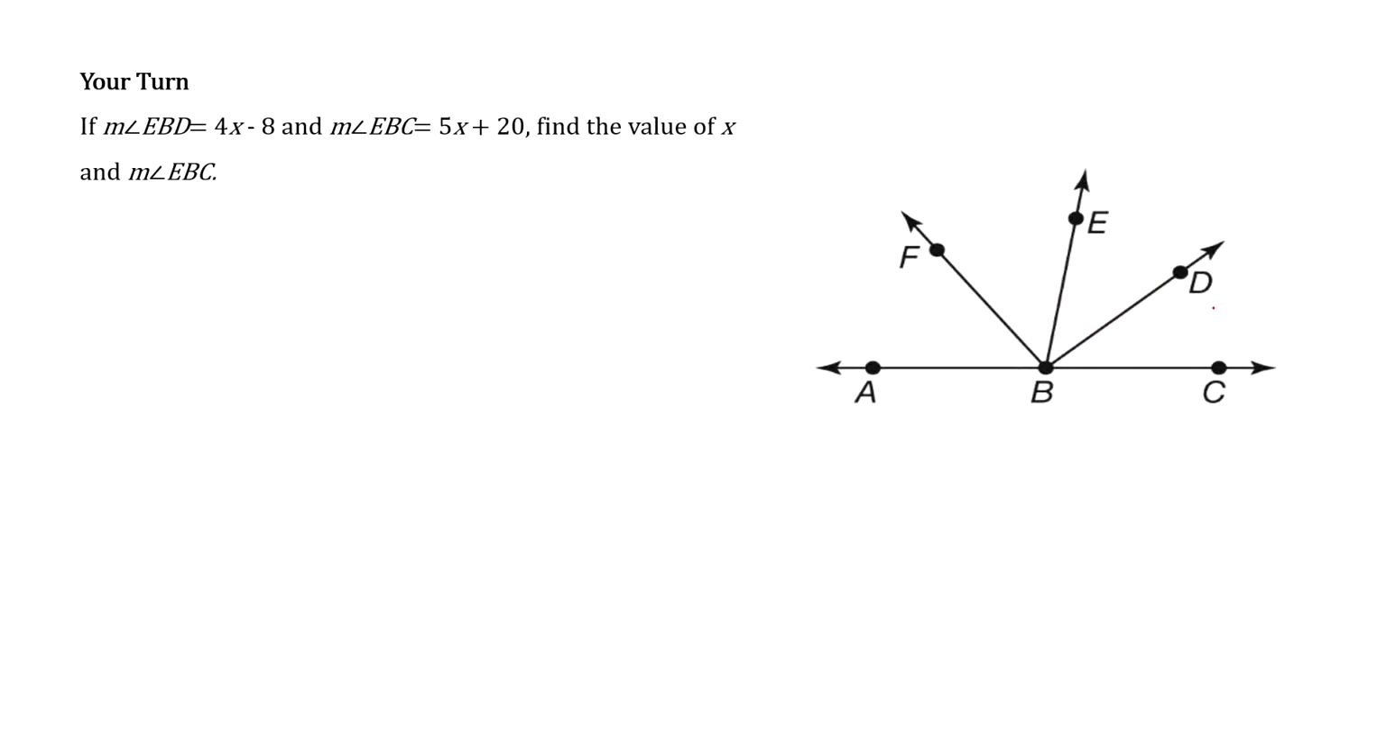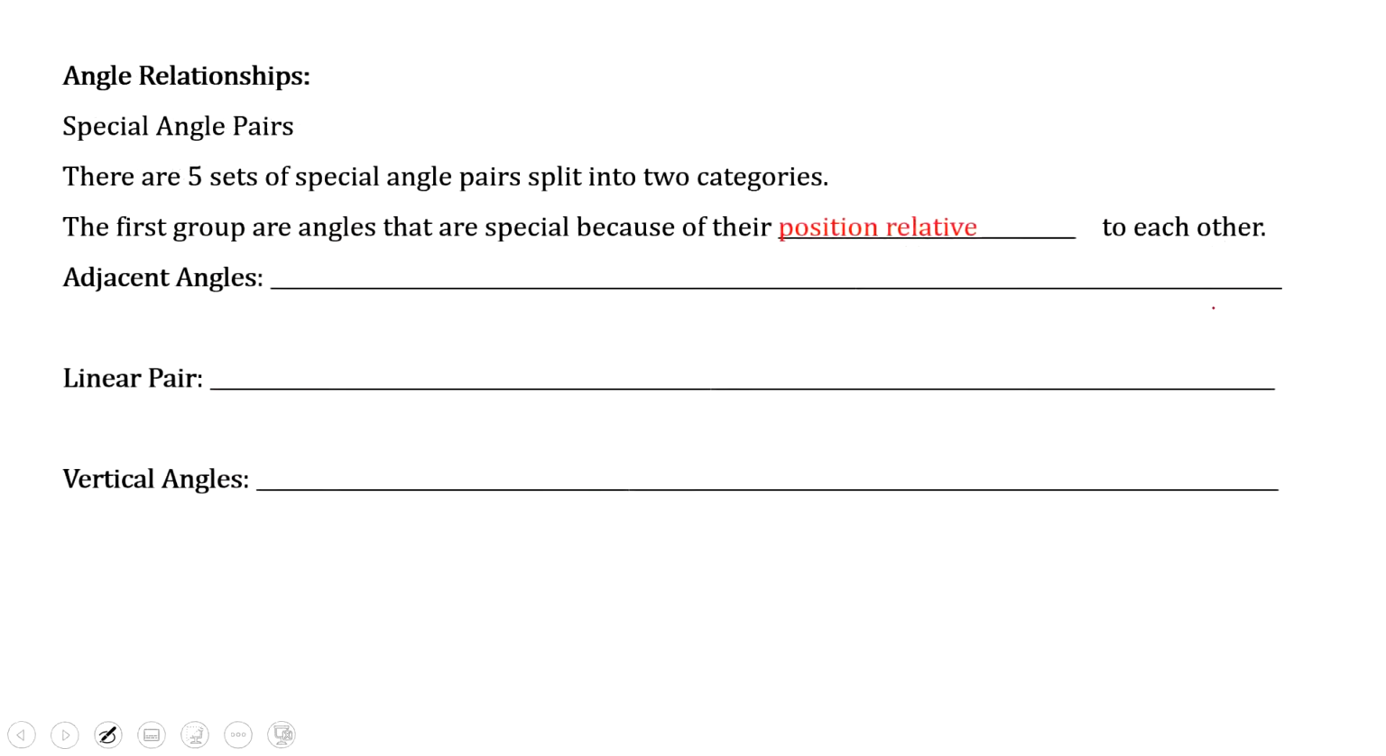All right, moving on. Angle relationships. There are special angle pairs, we call them, that are identified by relationships either to their position relative to each other, or on the next slide we'll find out based on their measurement. So first are adjacent angles. Adjacent angles are angles that have a common vertex and share the same ray for a side.